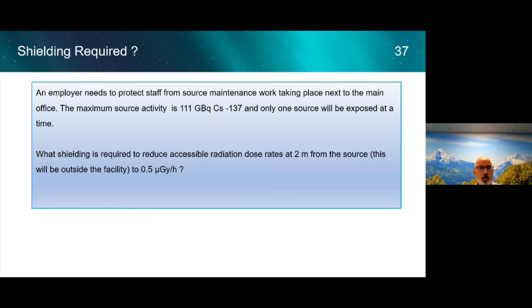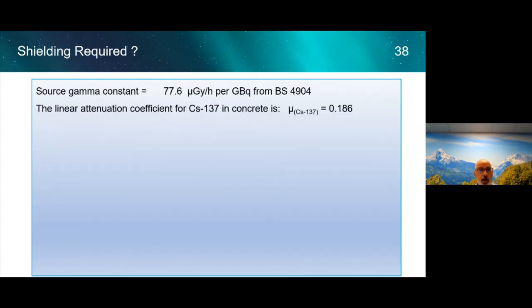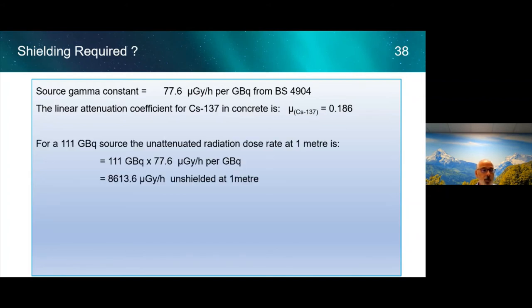What shielding is required to reduce accessible radiation dose rates at a distance of 2 meters from the source? That 2 meters is basically outside a facility where someone will be sat, as per the earlier diagram. And again, we want our target dose rate to be 0.5 microgray per hour. So writing down what we know, the gamma ray constant for cesium is 77.6 microgray per hour per gigabecquerel. And the linear attenuation coefficient for cesium-137 is 0.186. We need to multiply that up by the activity of the source, which is 111 gigabecquerels. That gives us a total unshielded dose rate at 1 meter of roughly 8.6 milligray, or 8,613.6 microgray per hour.